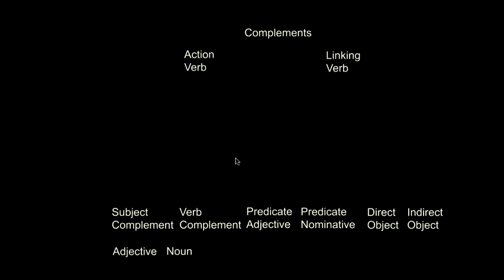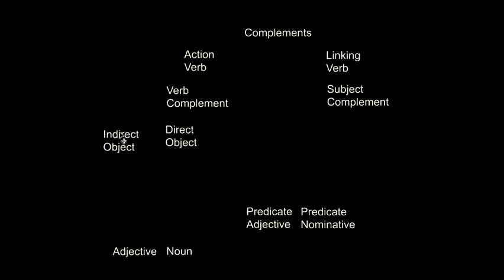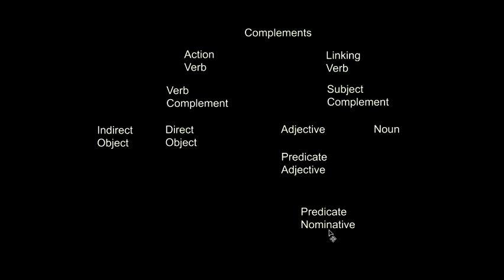Once you figure that out, if it's an action verb, you know it's going to be a verb complement. If it's a linking verb, you know it's going to be a subject complement. We can leave out the things for verb complements, but I'm going to put them in here anyway. If it's a verb complement, then it's going to be a direct object. And if it's a direct object, then there might be an indirect object. If it is a subject complement, you have to figure out, are you dealing with an adjective or a noun? If it's an adjective, then you have a predicate adjective. If it is a noun, then it's a predicate nominative.